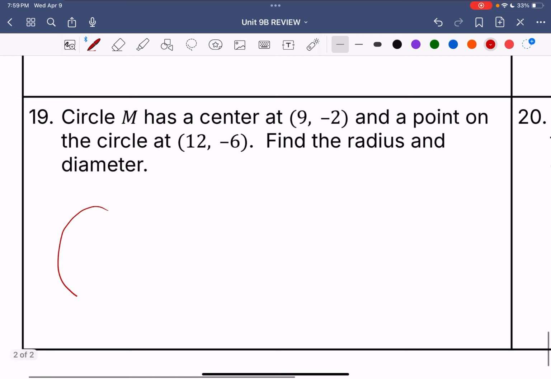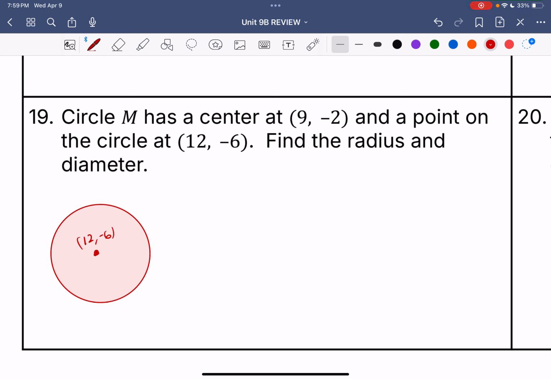So again, if you're trying to picture this in your head, here's a circle. The center, that's at 12, -6. So I'm getting that from, oh, I'm sorry, I looked at the wrong point. This one right here is the center, 9, -2. Then there is a point on the circle, so I'm just going to do right here, at 12, -6. Find the radius and diameter.